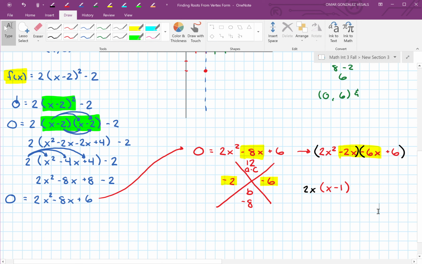I factored something out, and what I factored out of this was a 2x from each one. What is 2 divided by 2, guys? That's 1. That's that 1 right there. And x squared divided by x? That's where I got my red x from. Over here, 2x divided by 2x? That's 1, right? Here, I'll go up to the board so you guys can see it.